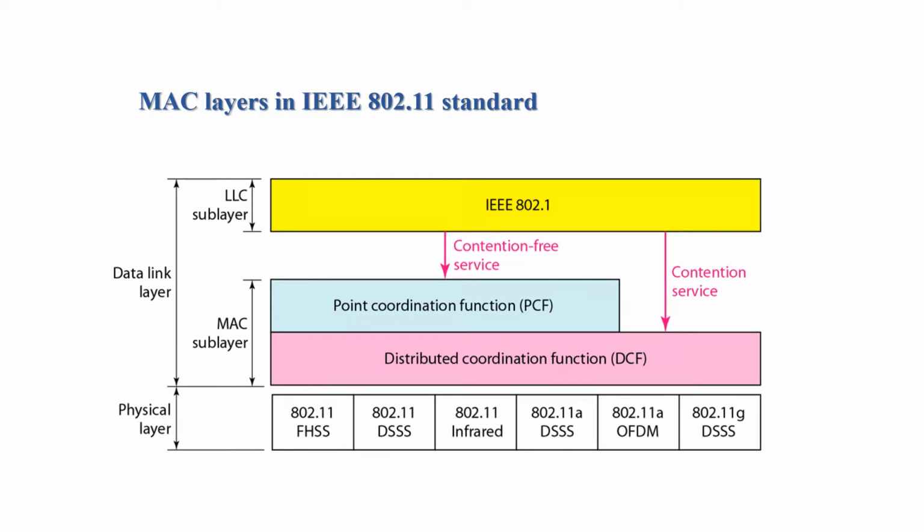Point coordination function has a centralized, contention-free polling access method. The access point performs polling for stations that are capable of being polled. The stations are polled one after another, sending any data they have to the access point. To give priority to PCF over DCF, another set of interframe spaces has been defined.